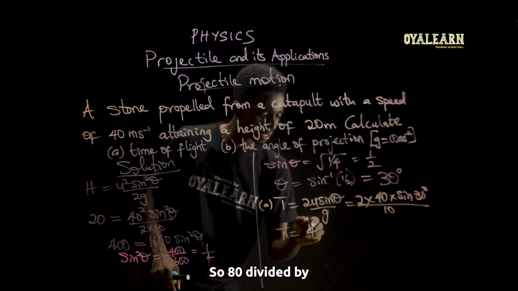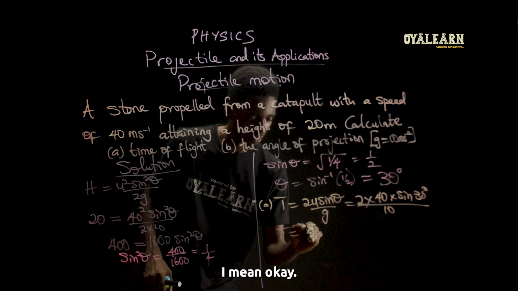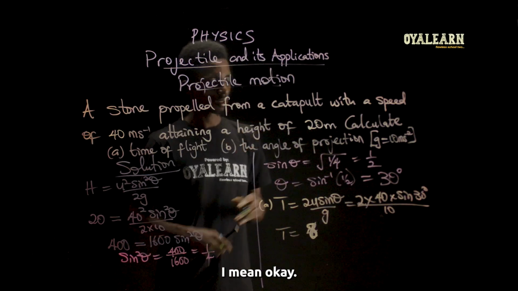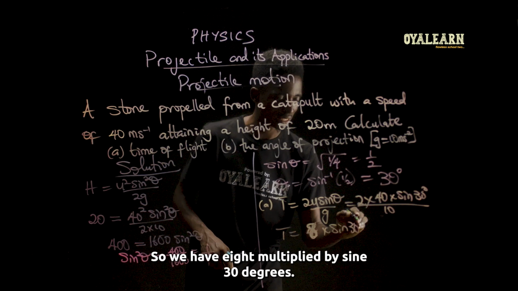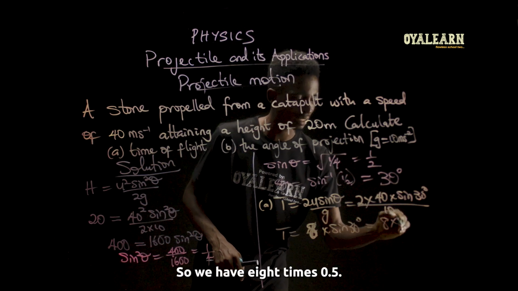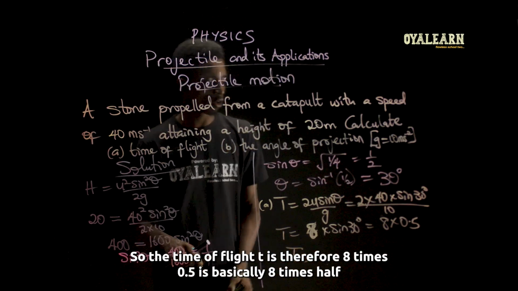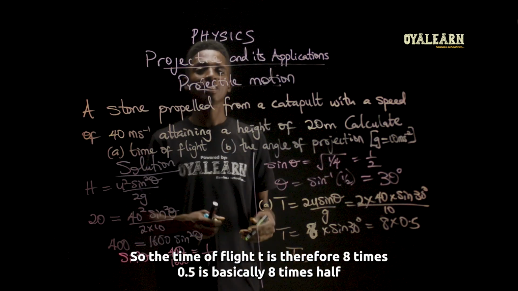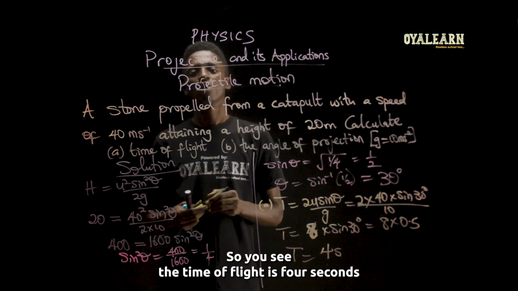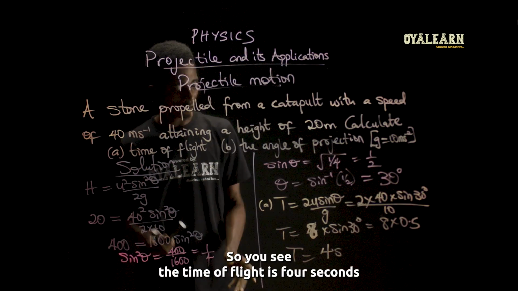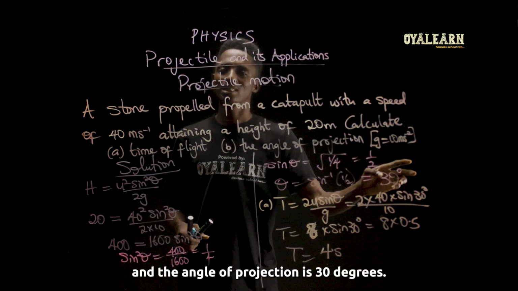So 80 divided by 10, that should give us 8, I mean. Okay? So we have 8 multiplied by sine 30 degrees. So we have 8 times 0.5. Now, there we go. So the time of flight t is therefore 8 times 0.5, which is basically 8 times half, and that will give us 4 seconds. So you see, the time of flight is 4 seconds and the angle of projection is 30 degrees.